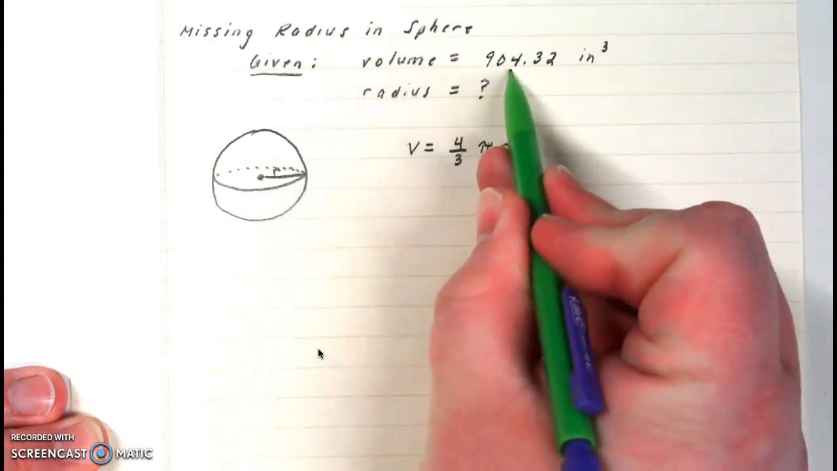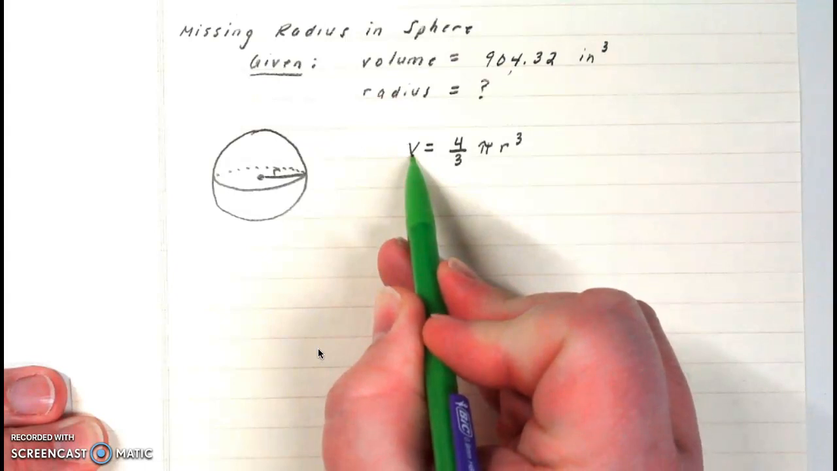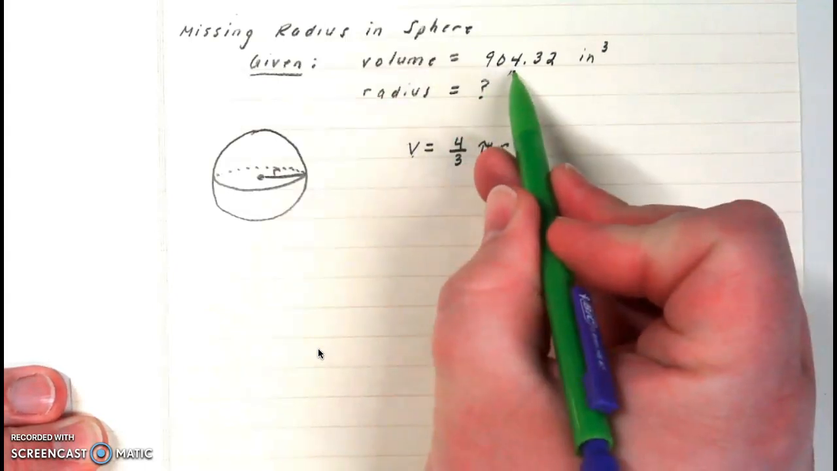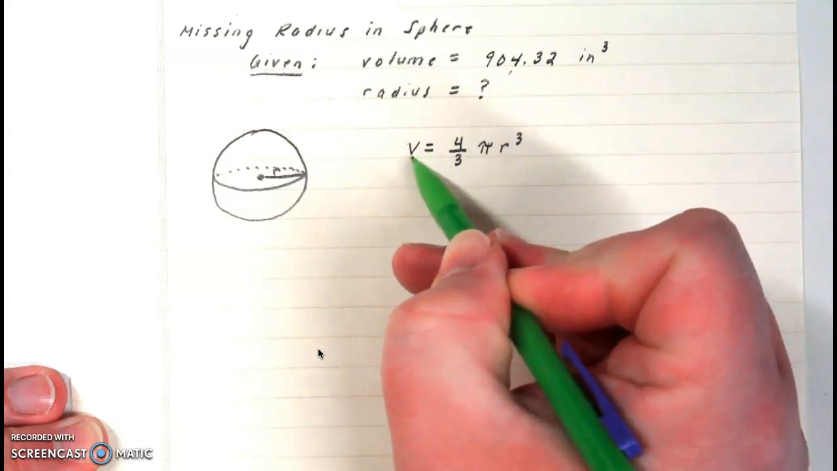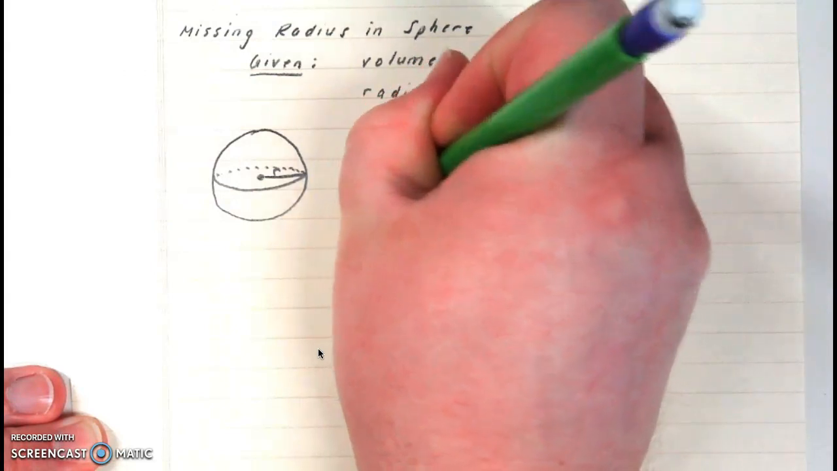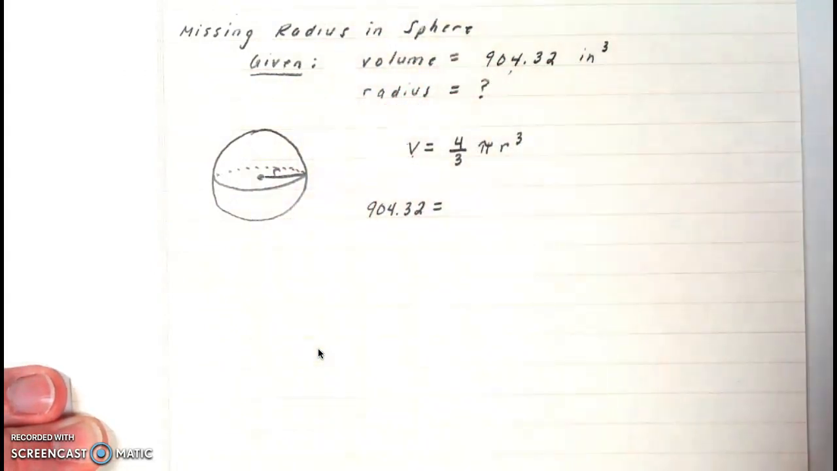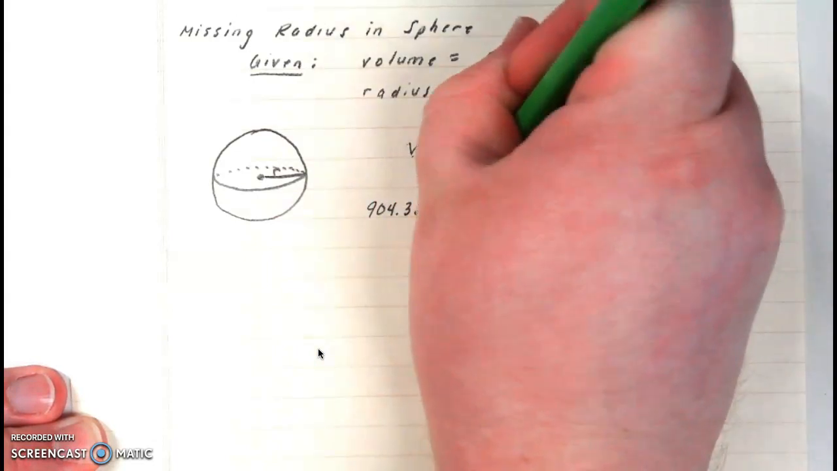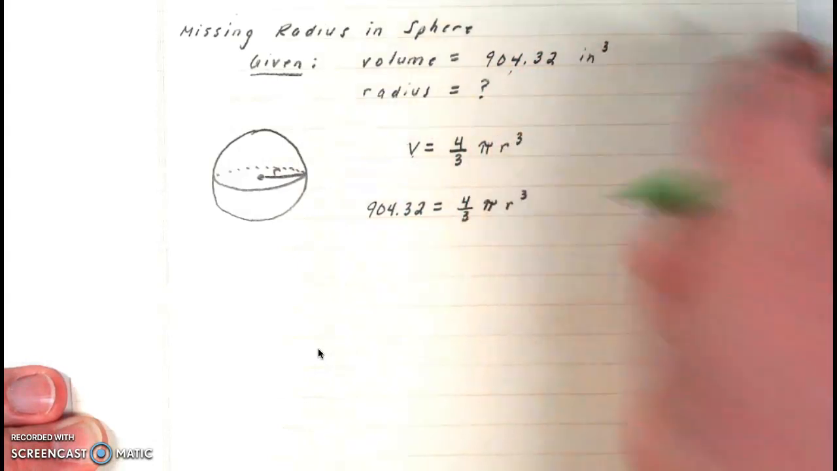So volume is 904.32. Volume is V in the formula. So we're going to take the 904.32 and put it on the left side of the equal sign here where the V was. So this becomes 904.32 equals 4/3 times pi r cubed.